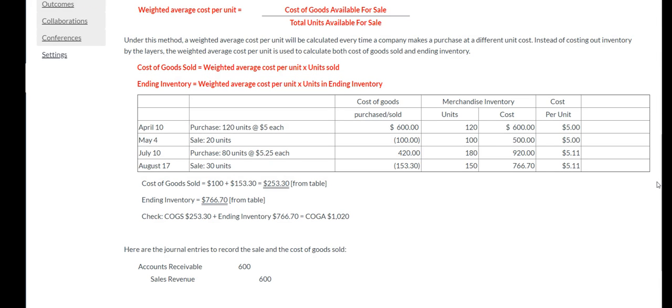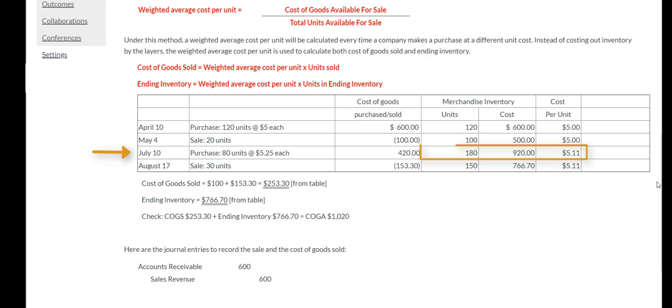Using the same example as I have for all the inventory costing methods, I show in this table how I calculate the weighted average cost per unit on the rightmost column. On April 10th, 120 units of inventory were purchased at $5 per unit. The weighted average cost per unit is simply $5. When the first sale occurred on May 4th, the units sold would be costed out at $5 each. Therefore, I have cost of goods sold of $100.